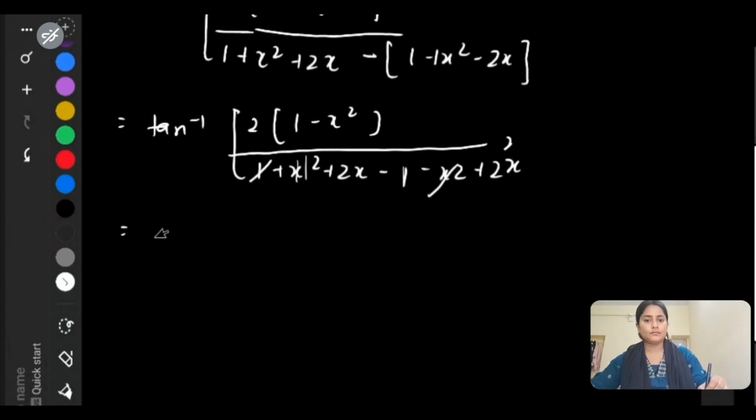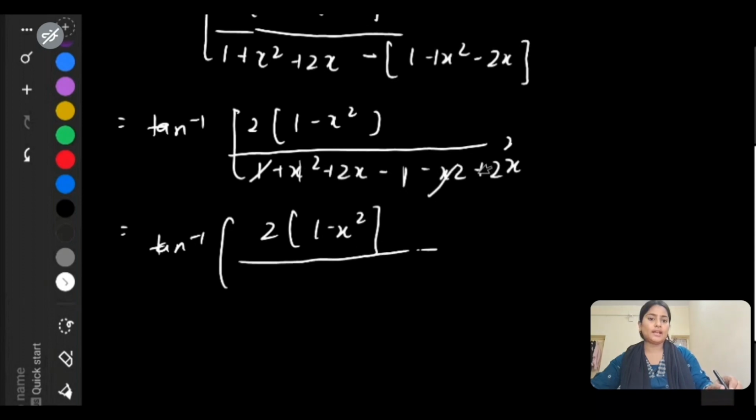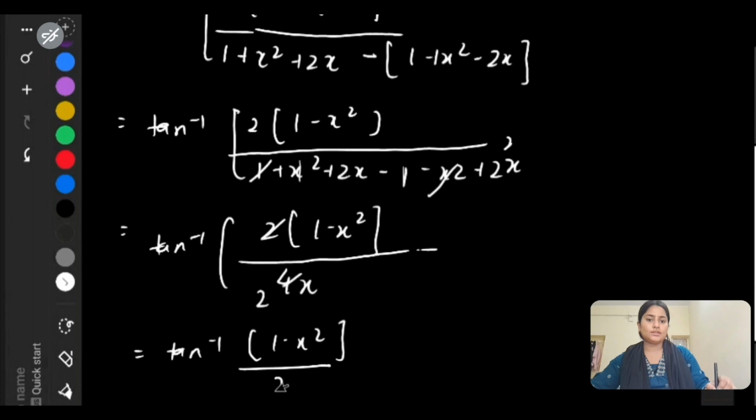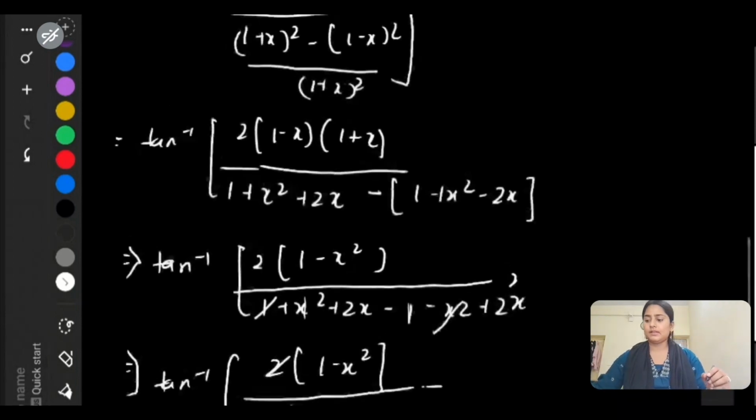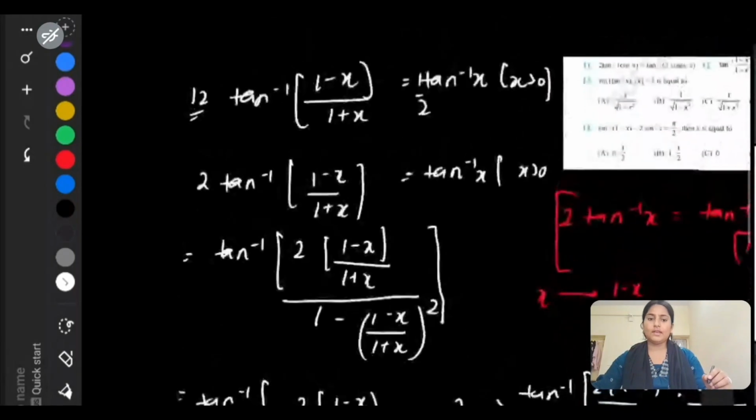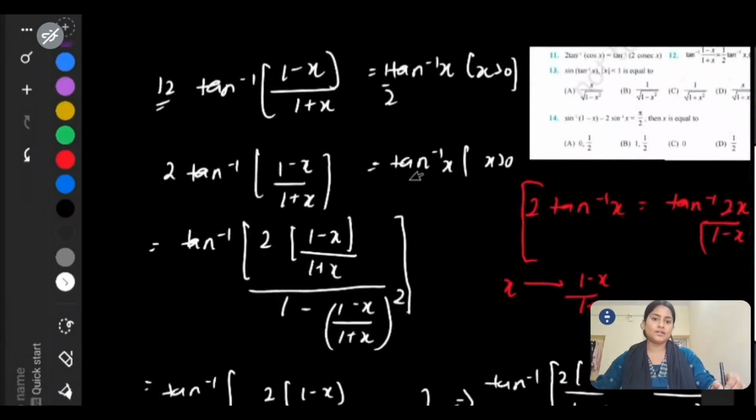Now move on to the next step. We'll get tan inverse of 2 into (1 minus x square) over 4x. Cut 2, 2 and 4. So next, tan inverse of (1 minus x square) divided by 2x, right? This is not equal, this is just an arrow. Now let's see, on the other side we have tan inverse of x. Here you can write, this is also an arrow.